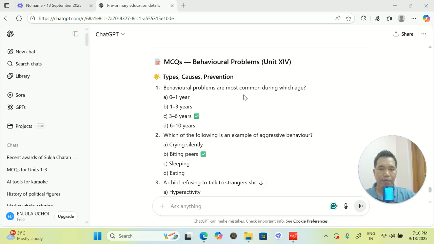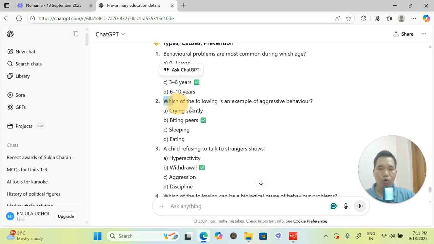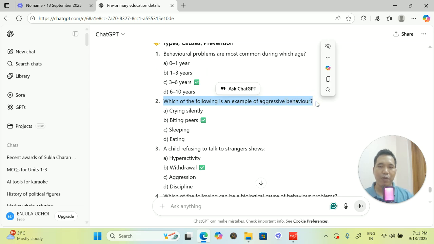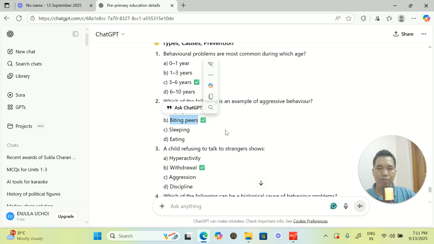See, number one, behavioral problems are most common during which age? It is between 3 to 6 years. And which of the following is an example of aggressive behavior? That's why I have explained so that you are able to understand. If you know the description which I have explained, it is very easy to learn and remember. So beating peers and all these things are very important here.